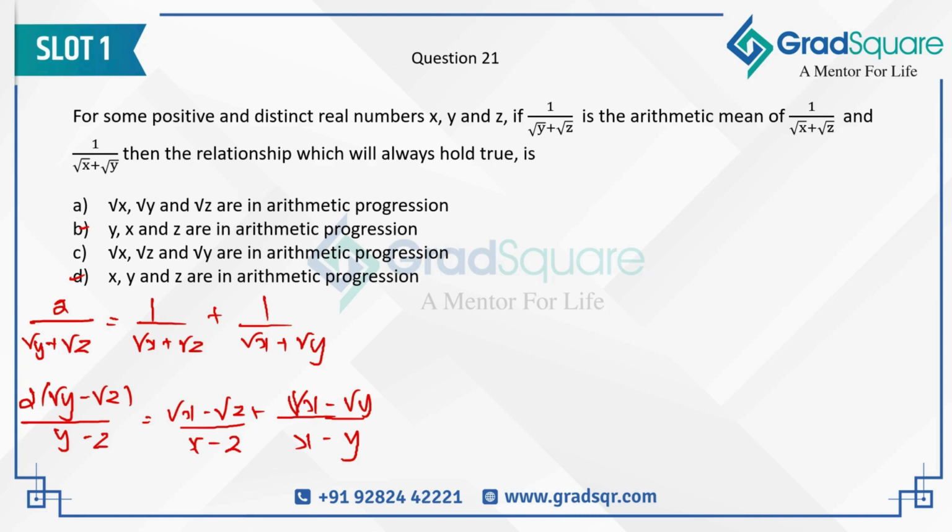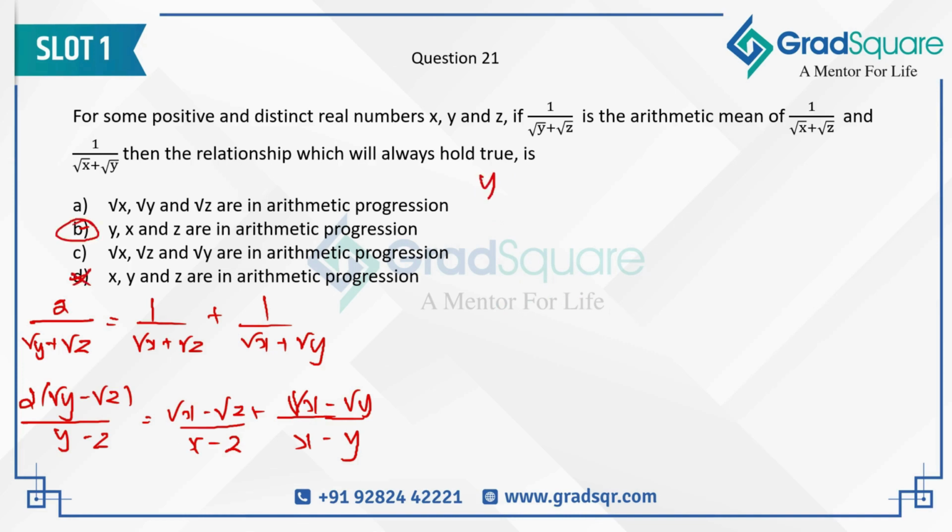So starting with D, they have said that x, y, z are in arithmetic progression, which means y minus x and z minus y should have a common difference, d. So this should be equal to d and this should be equal to d, and z minus x should be equal to 2d. So upon substituting these values in the given equation, it doesn't hold true. So left hand side is not equal to right hand side. So option D is ruled out from the given options. So I'm going to check for B now.